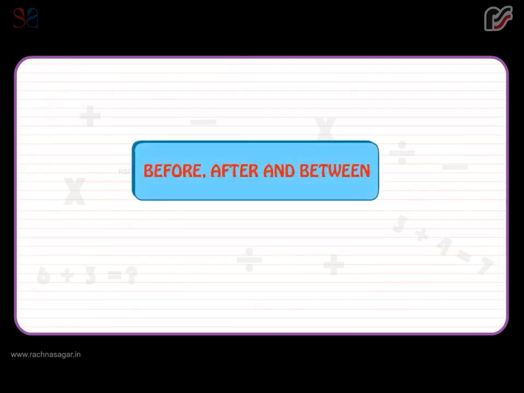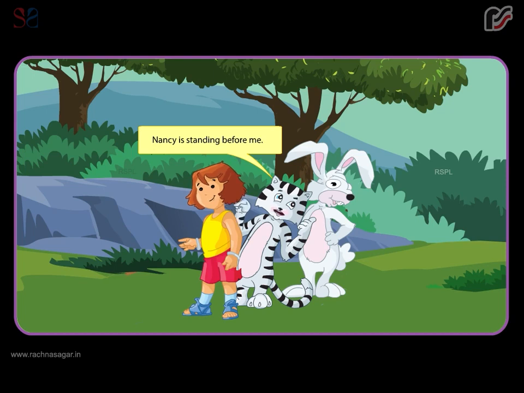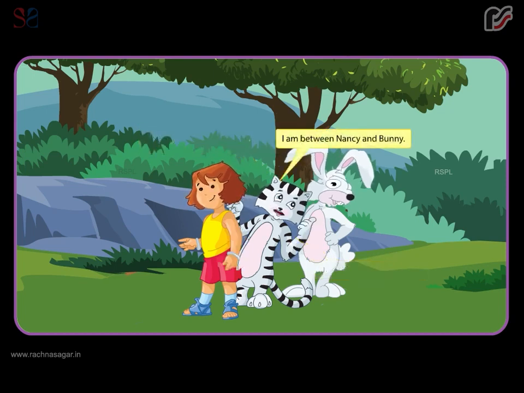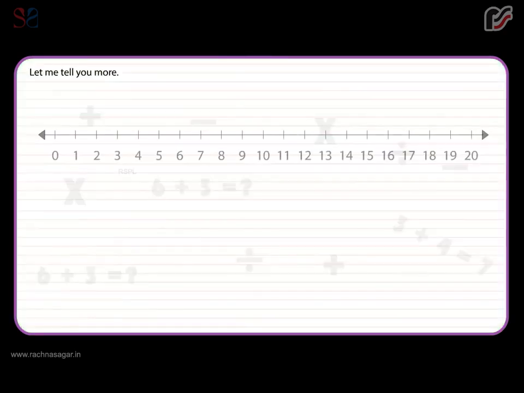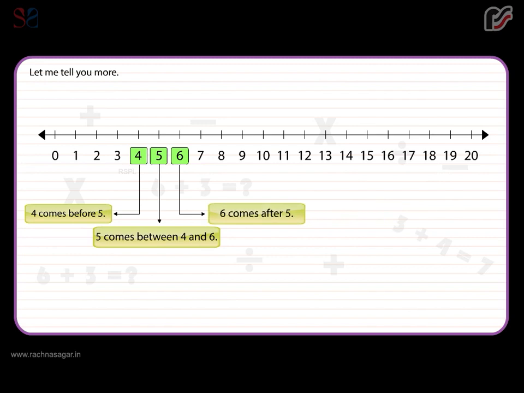Before, after, and between. Nancy is standing before me. Bunny is standing after me. I am between Nancy and Bunny. Let me tell you more. 4 comes before 5. 5 comes between 4 and 6. 6 comes after 5.